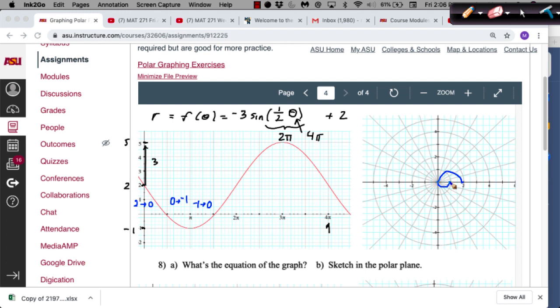One more try. I don't know why my hand just goes left. Okay, got it. So that's those R values.